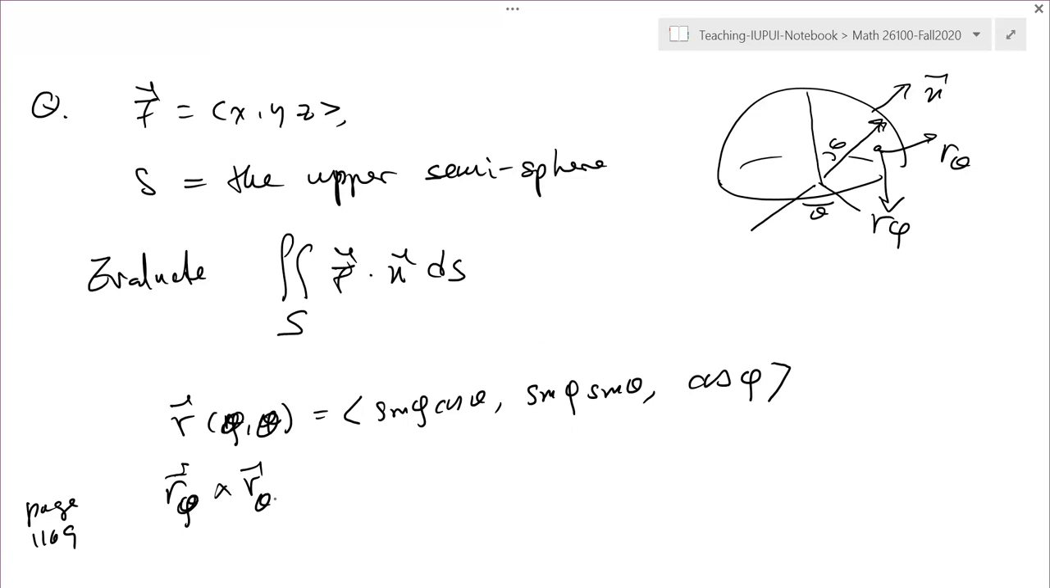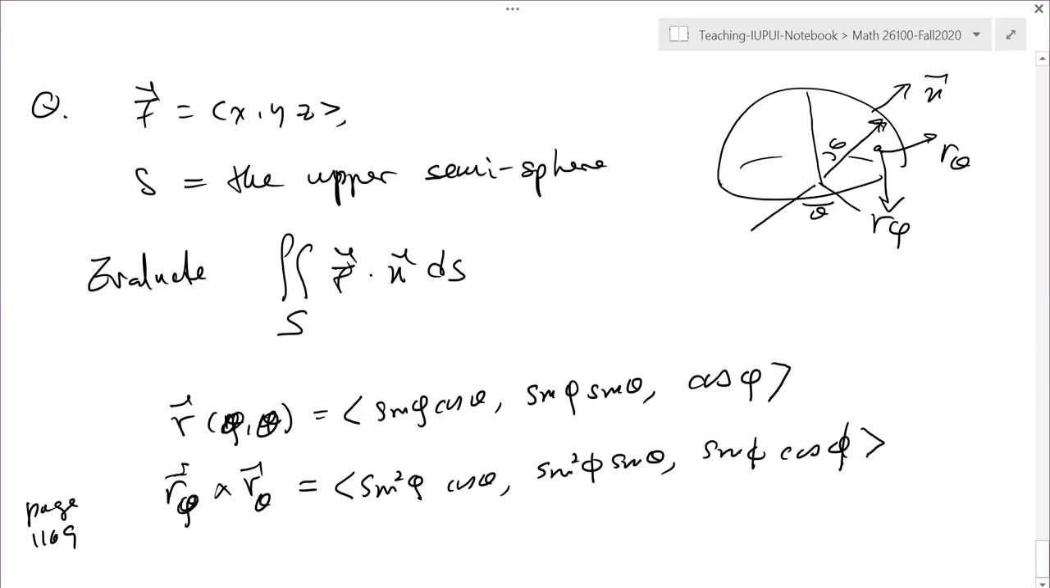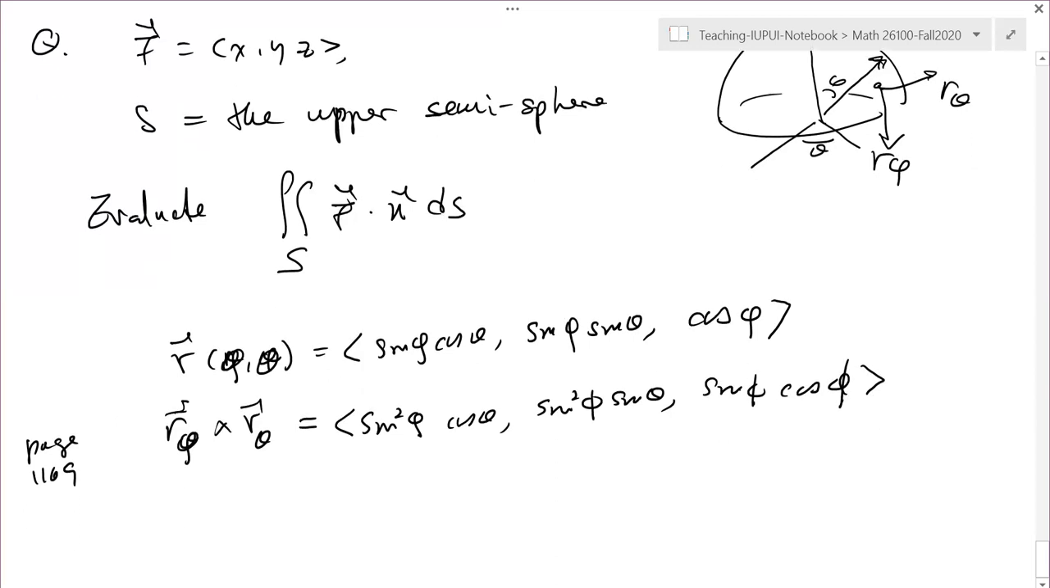Yeah, so this math was a normal vector. Okay, anyway, so you will get sine phi cosine theta, sine phi sine theta, and cosine phi.